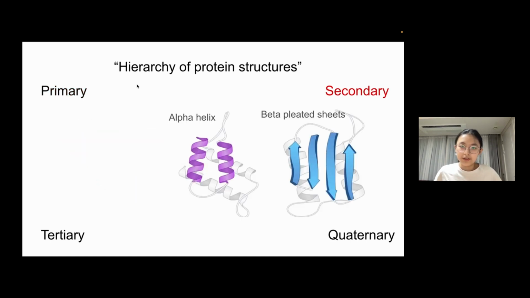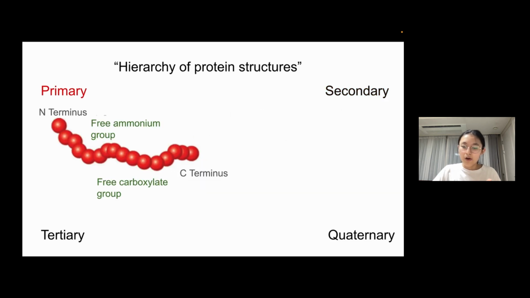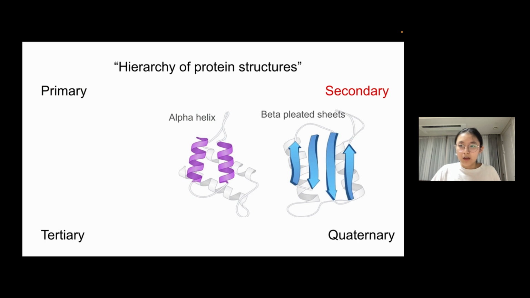Now let's move on to secondary structures. For secondary structures, we have alpha helixes and beta pleated sheets. Oh, and by the way, the only type of bonding that's used in primary is peptide bonding. The differentiating factor between primary and secondary structures is that for secondary structures, we have hydrogen bondings that cause these proteins to come into 3 conformations.